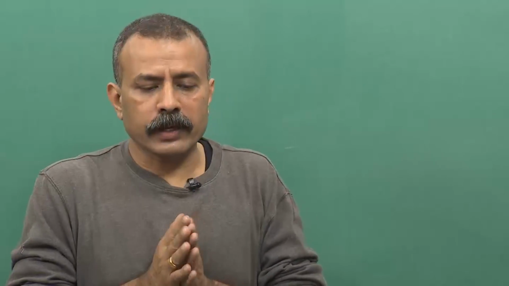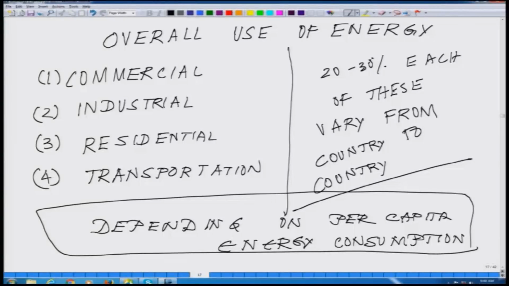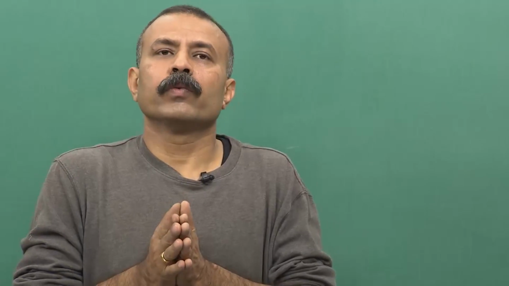And lastly we talked about the 4 different areas, namely the commercial, industrial, residential and transportation, where energy is being consumed to the maximum level. So, with this we will conclude the second lecture. In the third lecture we will move on to describe the different units which are used for measuring energy, and then we will talk about the domain of bioenergy per se.